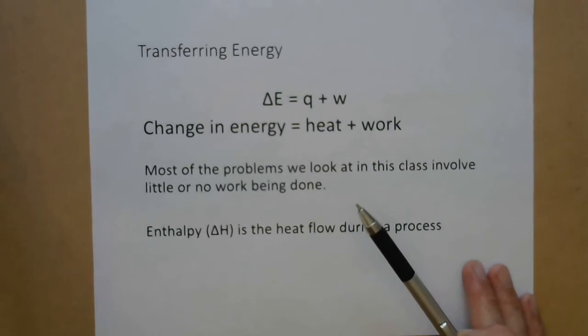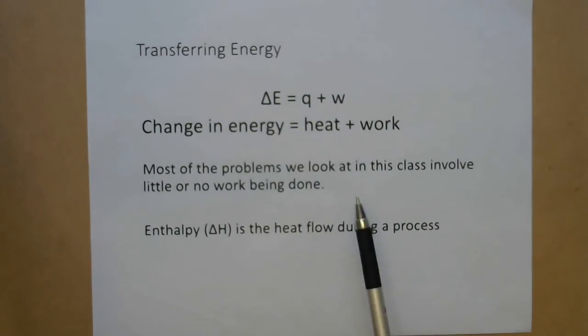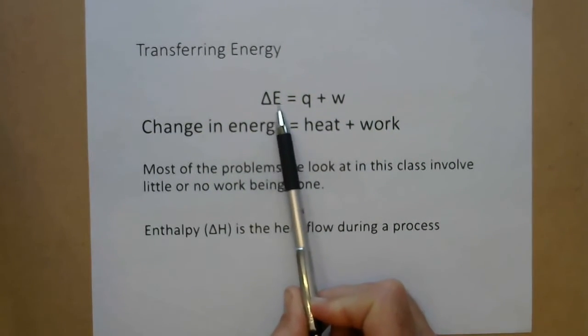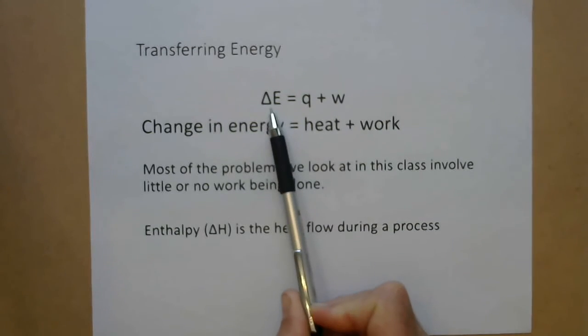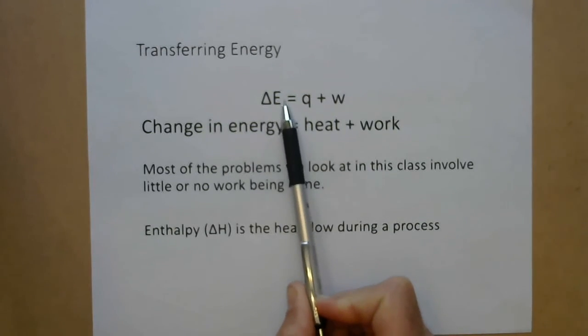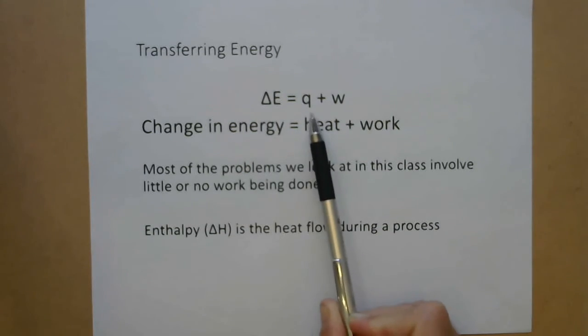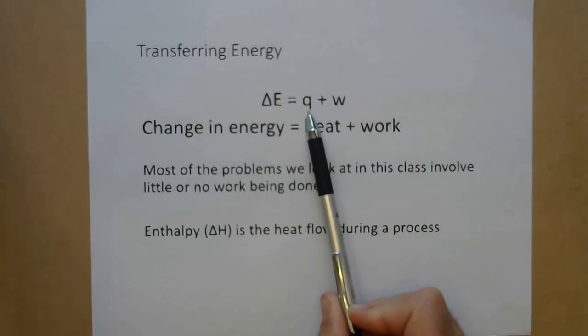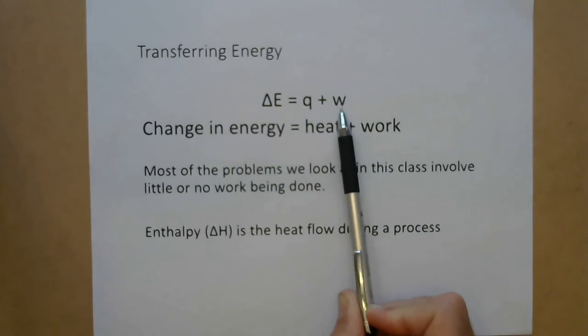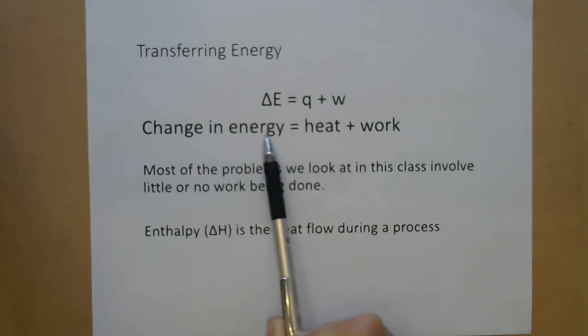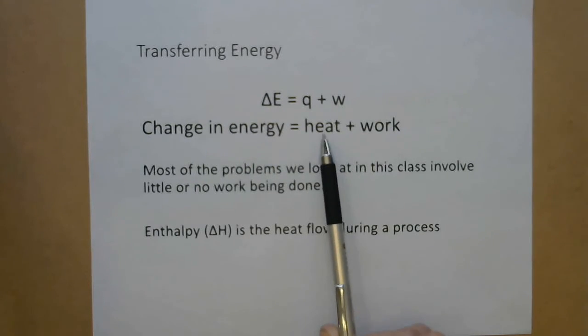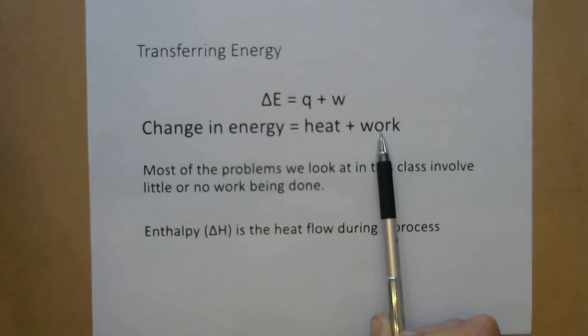So energy can't be created or destroyed, but it can be transferred. So delta E is the change in energy. When you're looking at a particular system, you can look at how its energy changes over time. It can change by releasing or absorbing heat, and doing work or having work done on it. So the change in energy of a system is equal to the heat put in or out and the amount of work put in or out.